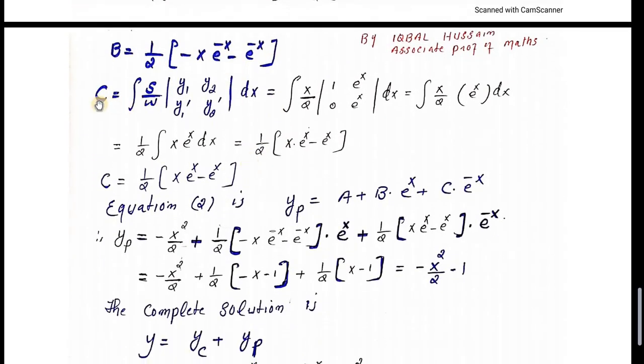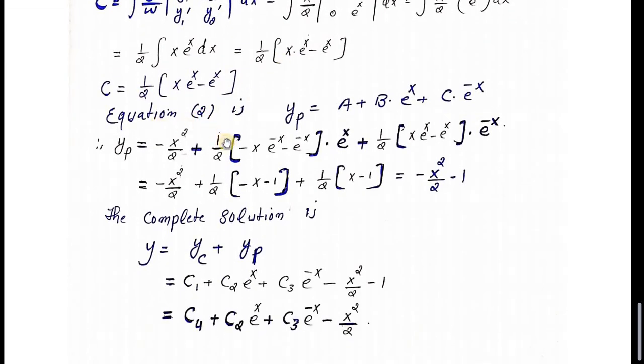Now we know value of c, which is always written in this way. Now putting the value, this product will be positive, this product will be negative, so we get e power x, and this will be 0. Now this 1 over 2 will be here. Here we have two functions, so by using integration by parts, which is equal to this one, hence value of c is this one. Now from equation 2, this is the particular integral.